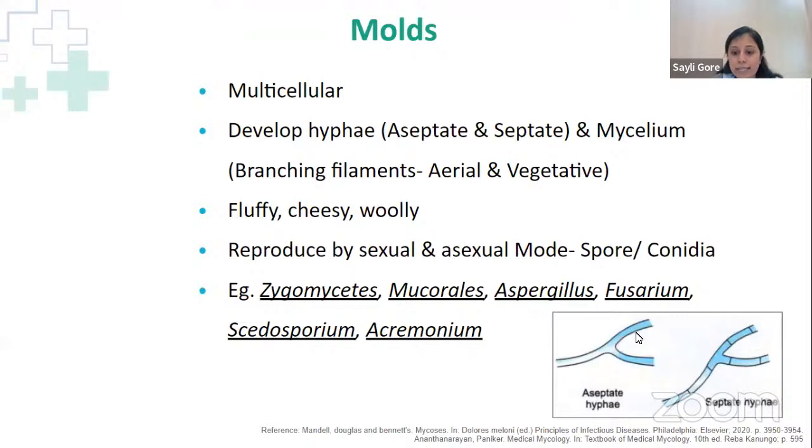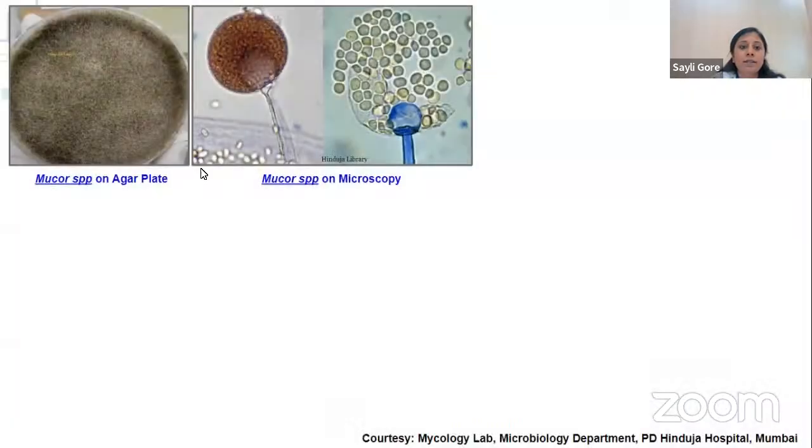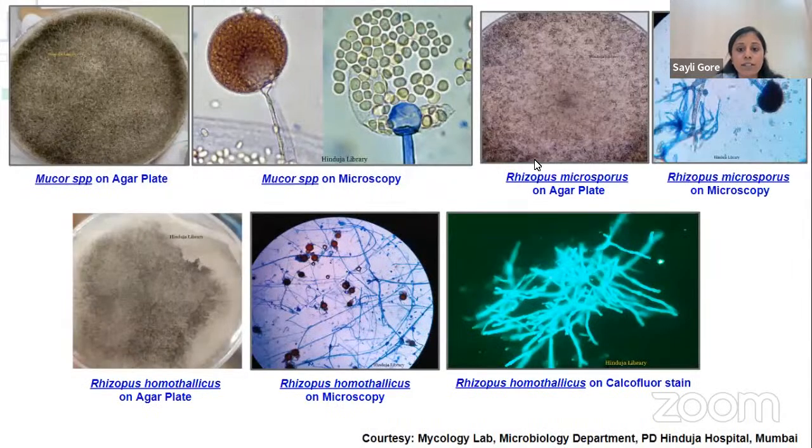So this is how an aseptate hyphae looks, and this is a septate hyphae. Septate hyphae, I already told you, have cross walls between them. Mucor or Rhizopus species are ones that do not have septa, and the appearance of their colonies is from brown to gray.